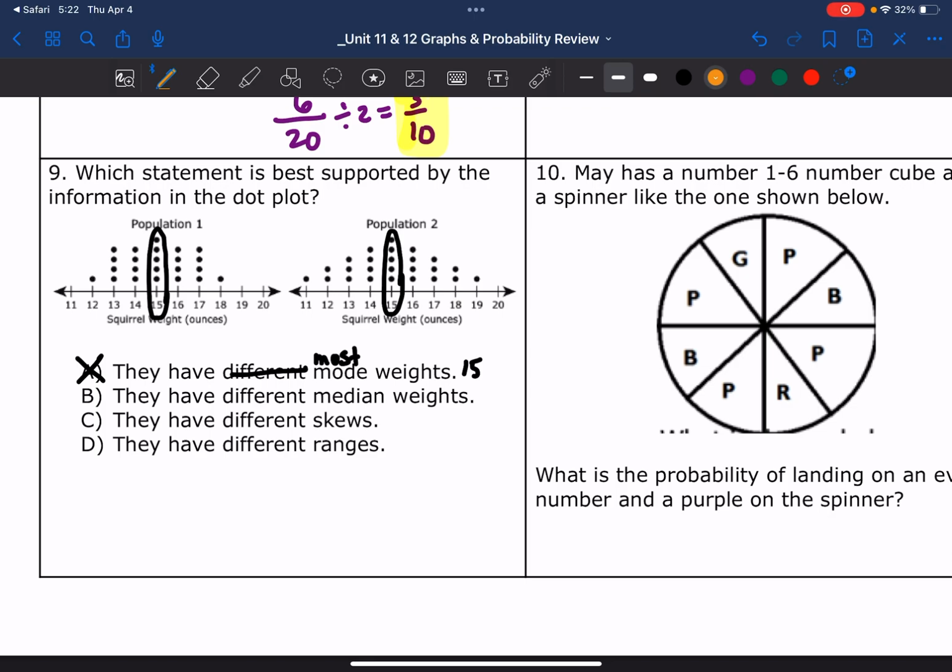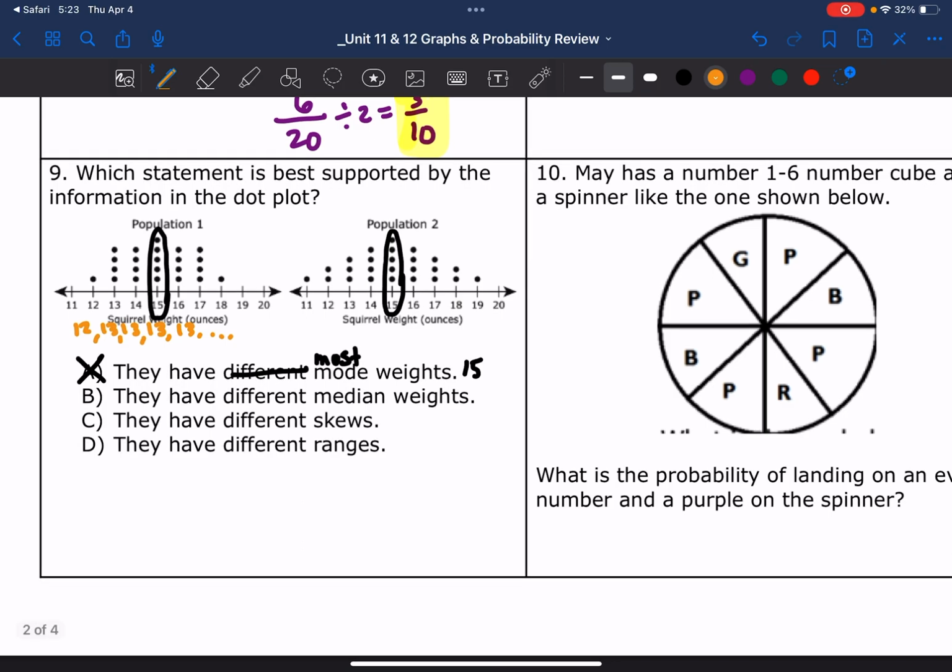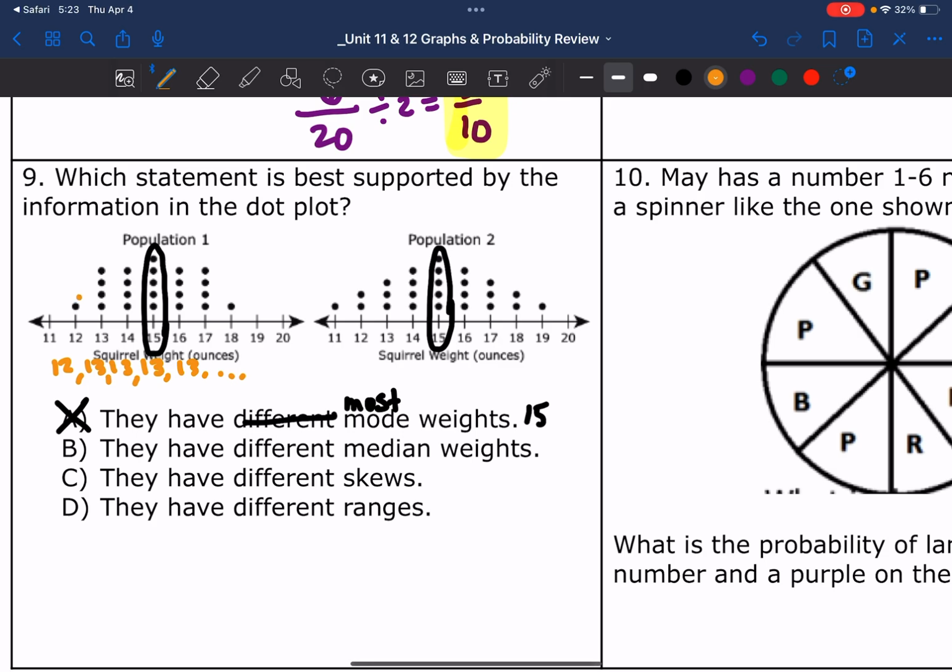They have different medians. So with different medians, on your test, you're going to have to write these numbers out. What does that look like? Well, 12, 13, 13, 13, and you keep going like this, okay? On your paper, that's how you would do it. On here, because we have them, you can just cross out from each side until you get to the middle numbers.